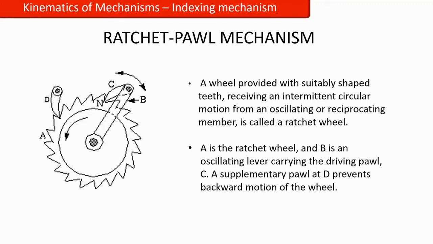Next, let us go to Ratchet-Pawl mechanism. Ratchet-Pawl mechanism is a wheel provided with suitably shaped teeth, receiving an intermittent circular motion from an oscillating or reciprocating member, called the ratchet wheel. So this is a ratchet wheel, and here it is driven by an oscillating arm, and this oscillating arm has a pawl here. You can see this C and D are pawls. With the help of this C pawl, the oscillating arm gives intermittent circular motion to this ratchet wheel. That means the ratchet wheel rotates in regular intervals of time but not continuously or steadily. And this D pawl is used to prevent backward motion of the wheel.